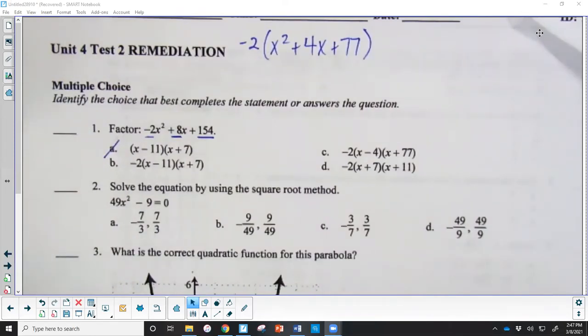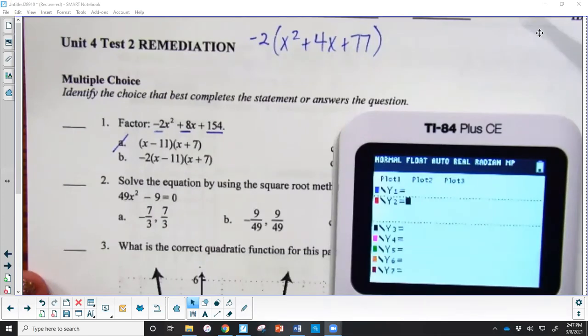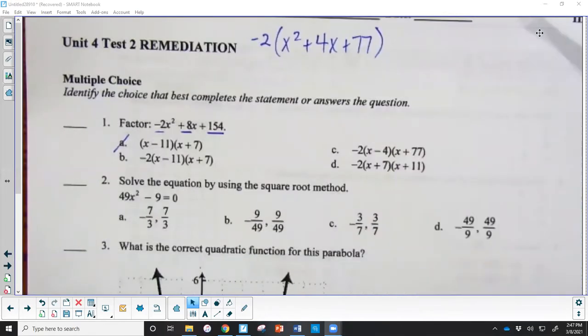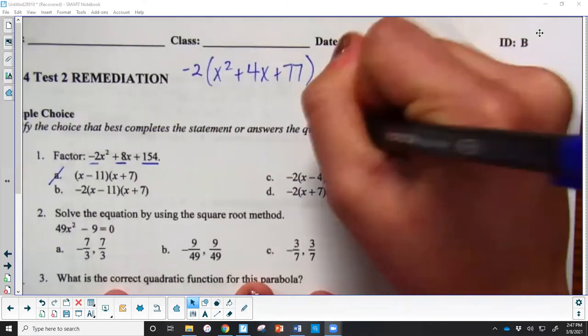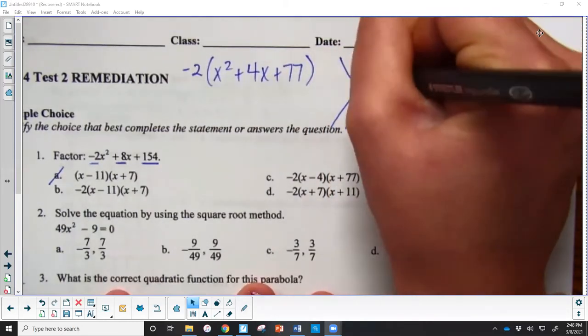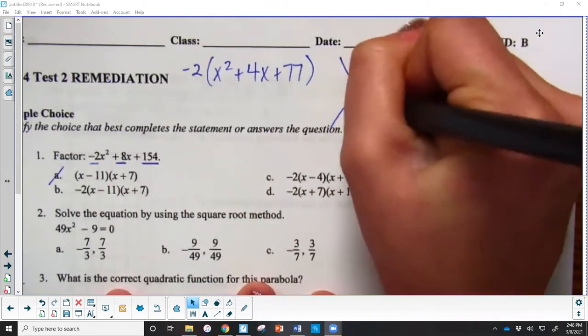Now I'm going to take my y equals, and I'm going to clear all that stuff out. I'm going to type in 77 divided by x, because I need the factors of 77. Well, first of all, Ms. Ingram, you're skipping ahead. You need to do the x method, a times c and b. My b value is 4. My a value is 1. 1 times 77 is 77.